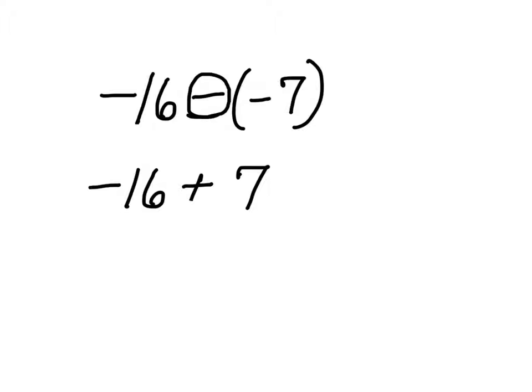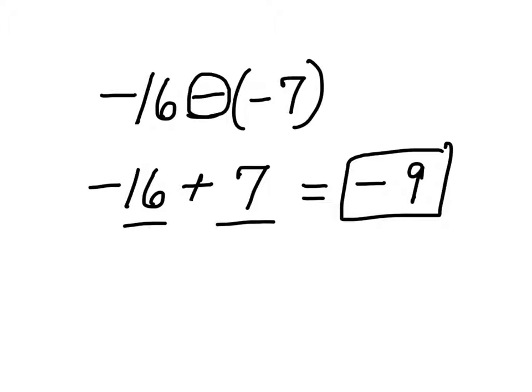So then we are looking at one negative again and one positive. The absolute value of the negative number is greater in this case. So my answer is going to be negative, and I find the difference between the two numbers. 16 take away 7 is 9, so my answer is negative 9.